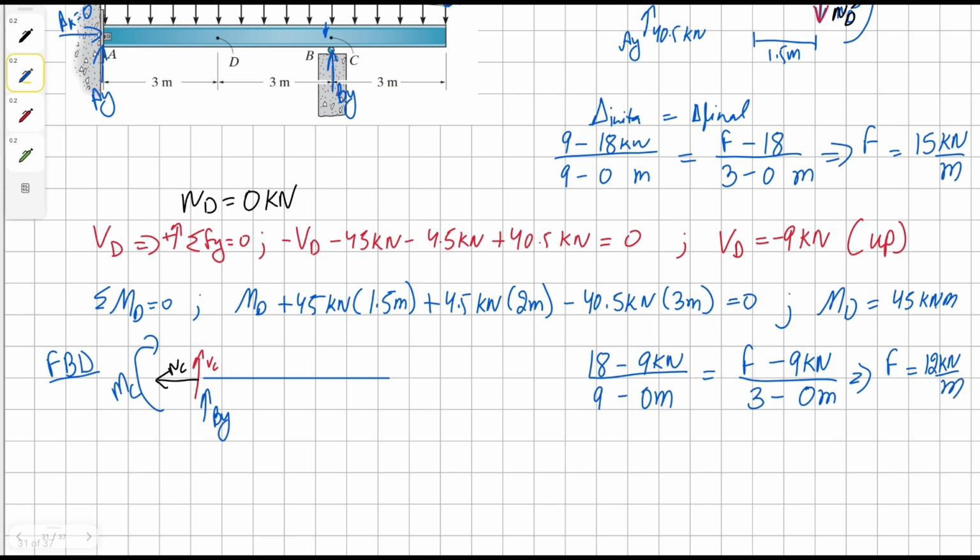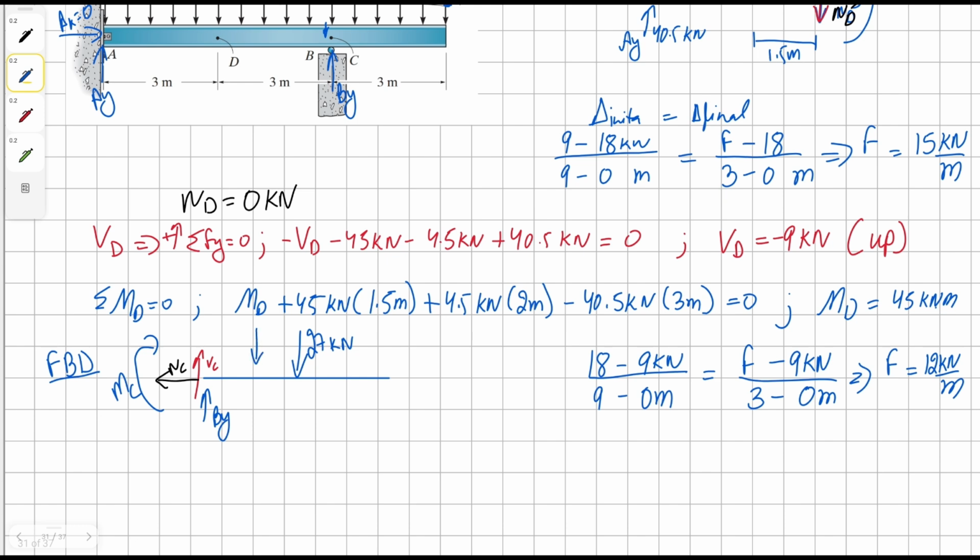So using this 12, we know that first of all, we're going to have our rectangular load, which is simply going to be 9 times 3, which is 27. Yeah. It's just going to be 27. 9 times 3 is 27.